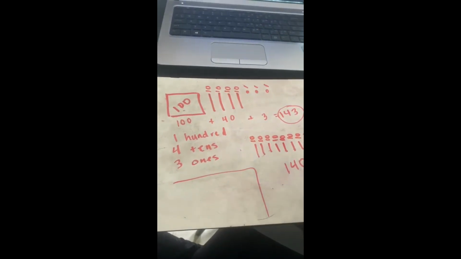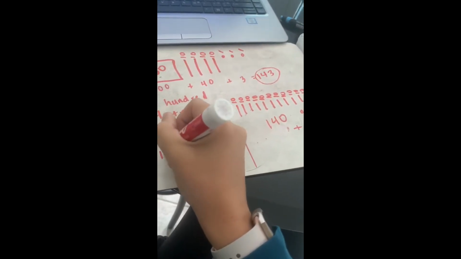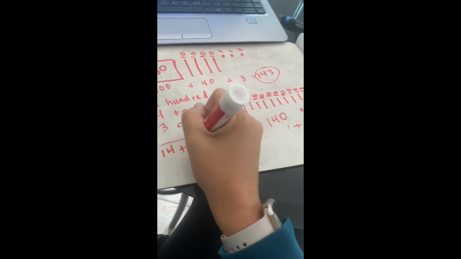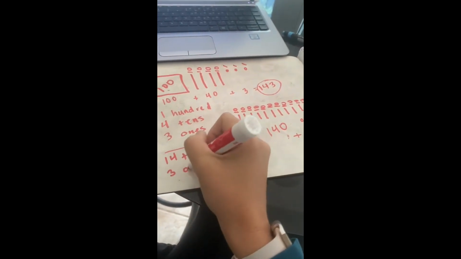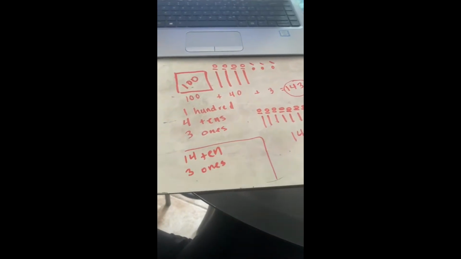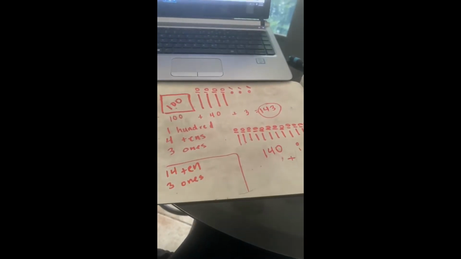How did I create this number this time? I did it with 14 10s and 3 1s. I created the exact same number, but I used different things. And that's okay. You can create numbers differently.